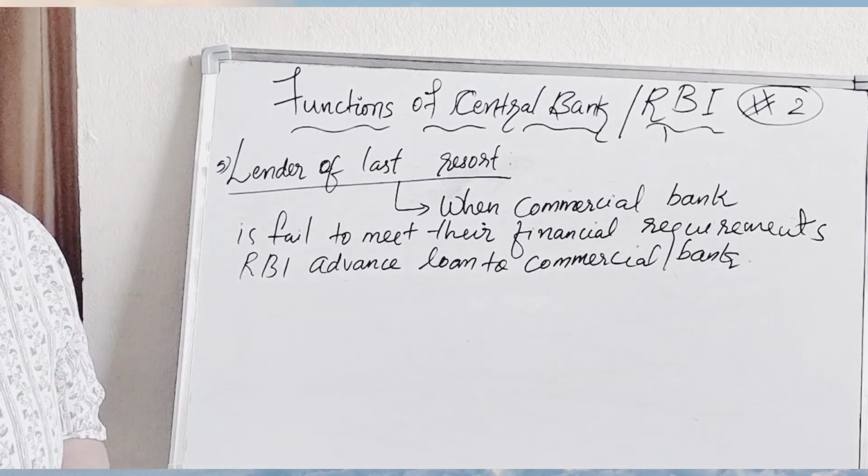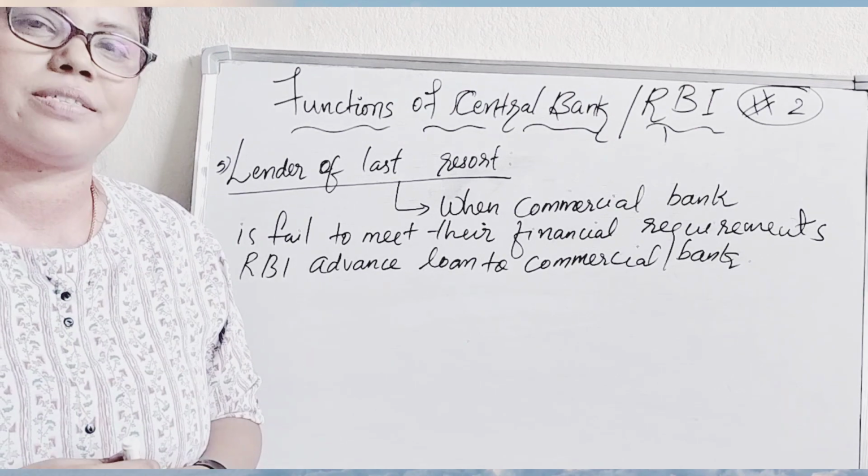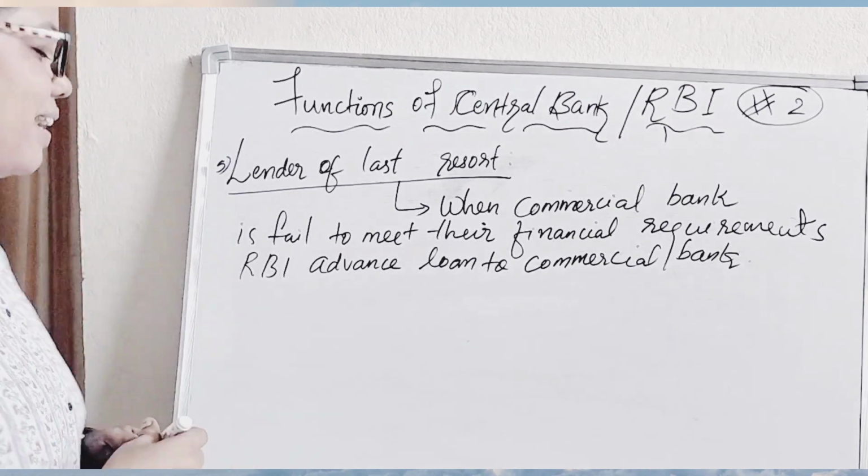RBI is not only doing till the fifth function, it's doing more functions. And the next function is the clearing house function.